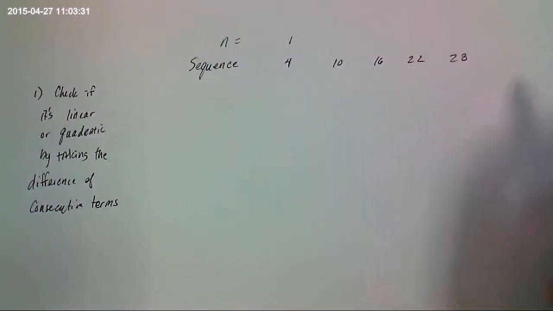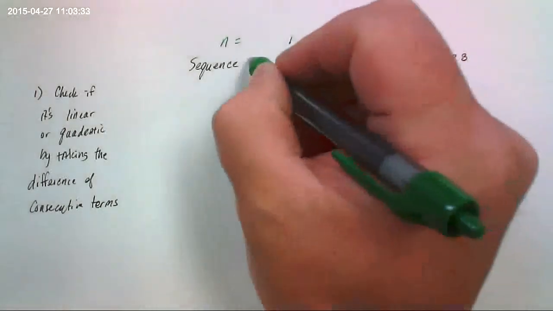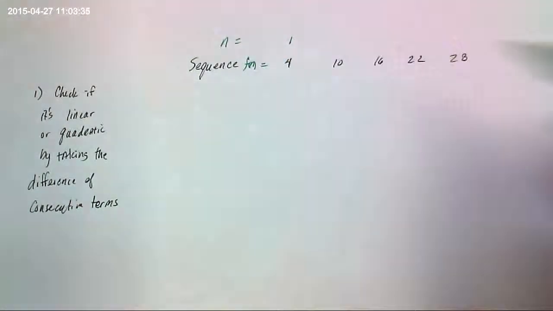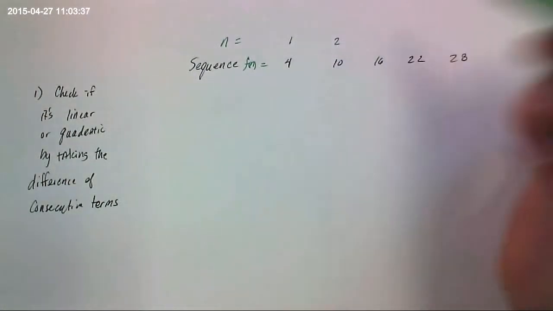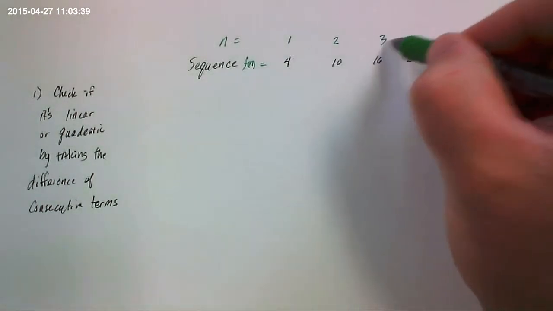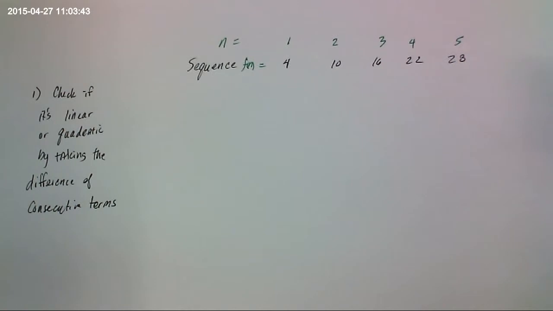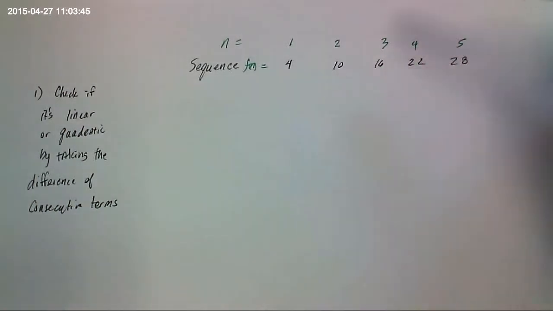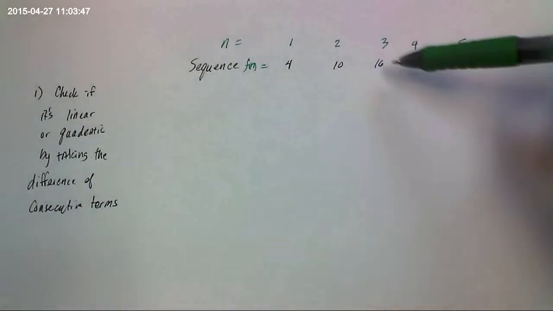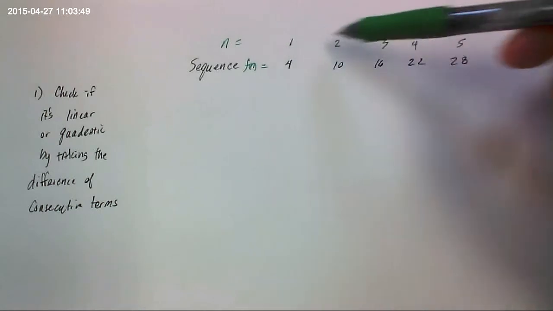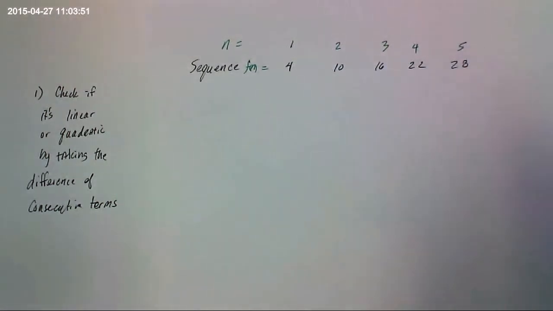So when n is 1, the sequence, which could be called f of n, is 4. When n is 2, the output is 10, and so on. So when n is 5, the output is 28. I do this so that I have something to refer to that's a little more concrete. It helps me keep everything nice and clean on the paper.